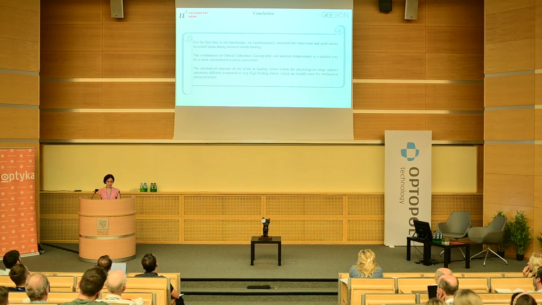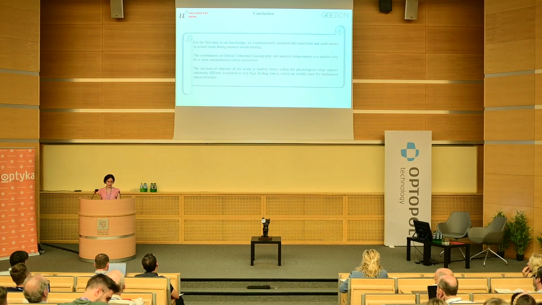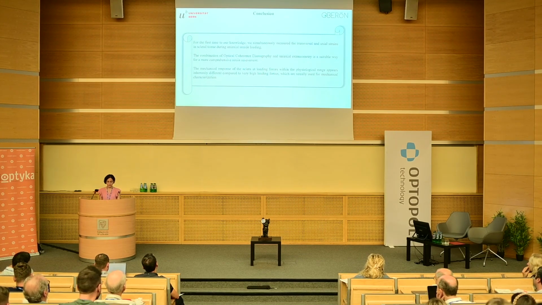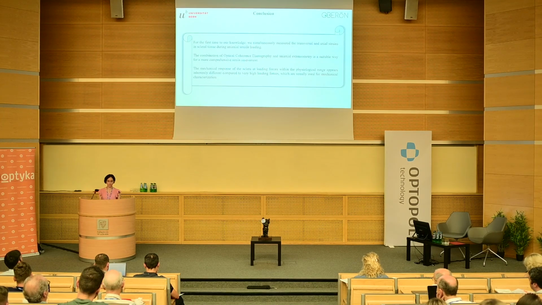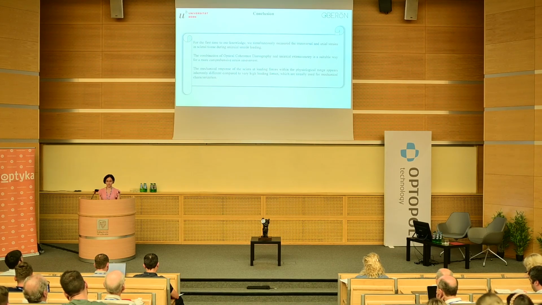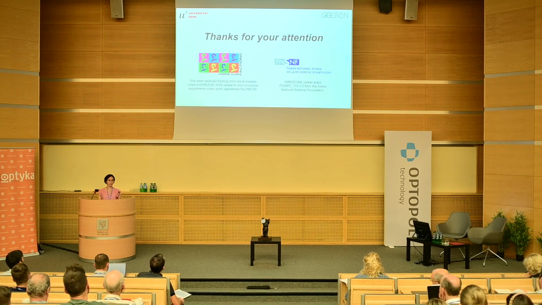For a conclusion, I need to say that for the first time, we could simultaneously measure the transversal and axial strain of the sclera by using a uniaxial tensile system and optical coherence elastography. The combination of optical coherence elastography and uniaxial extensometry is a suitable way for having a comprehensive strain assessment. And the mechanical response of the sclera to loading forces within the physiological range was different from the loading forces outside of the physiological range. And thank you so much for your attention.